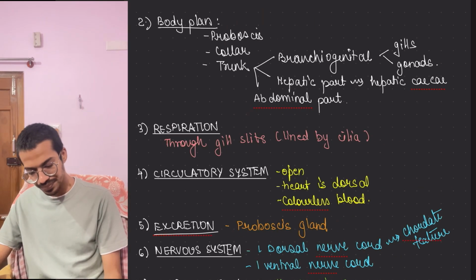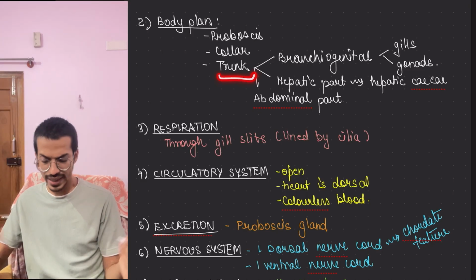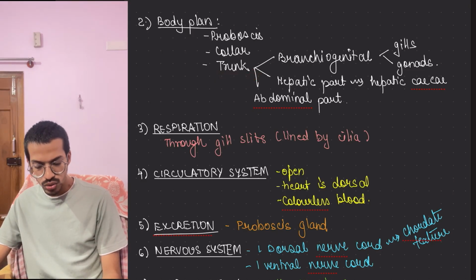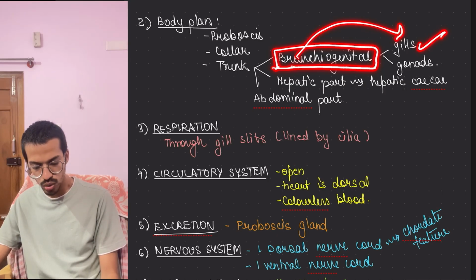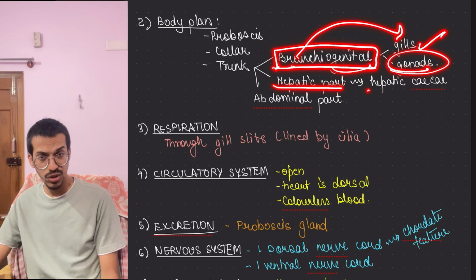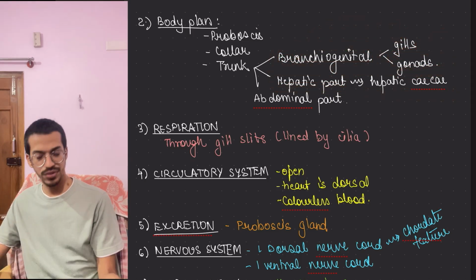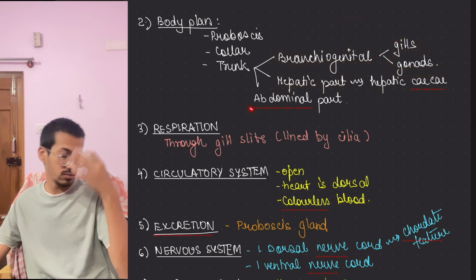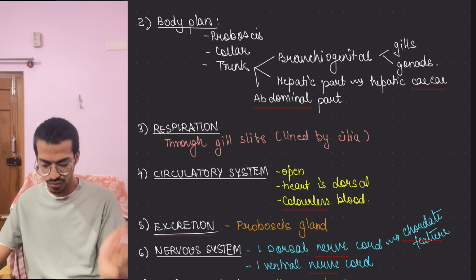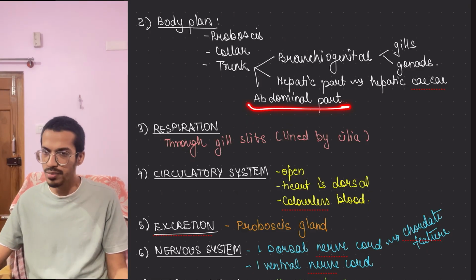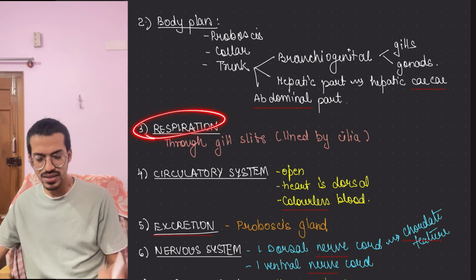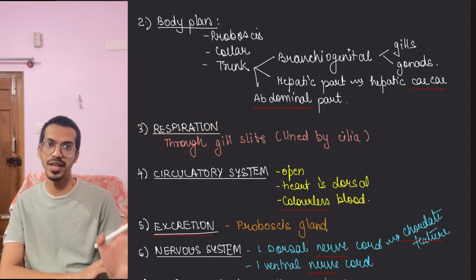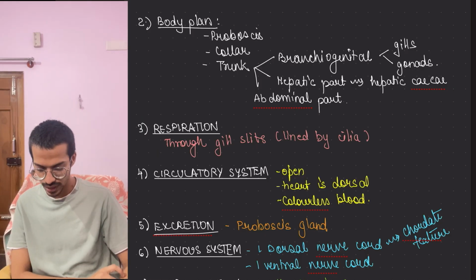Then this trunk or tail region has the branchio-genital region. Branchio is for the gills, genital means gonads would be present over here. Then the hepatic part, hepatic caeca would be present, which helps in digestive work. And the abdominal part would be there, which contains the anus. Then respiration is through the gill slits lined by cilia. This is very important.